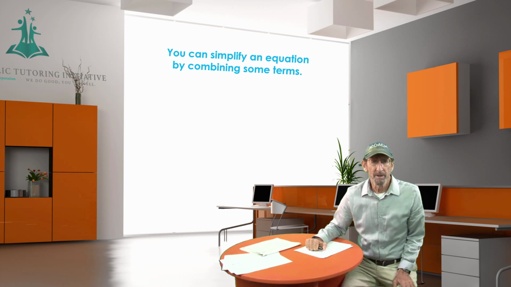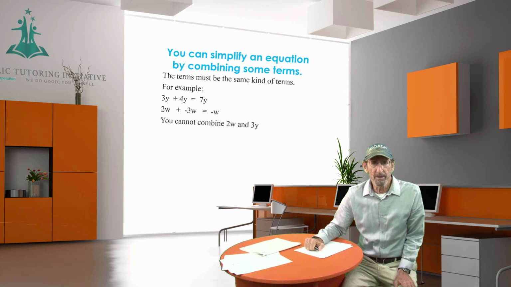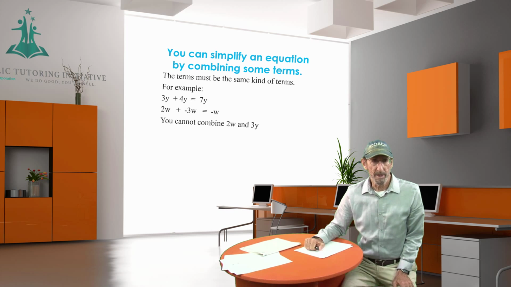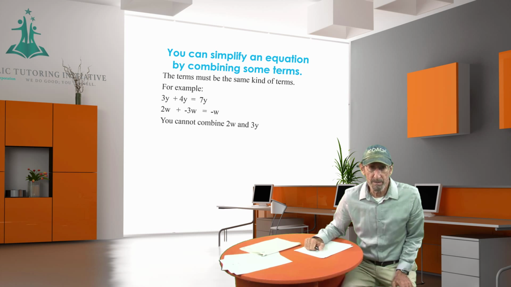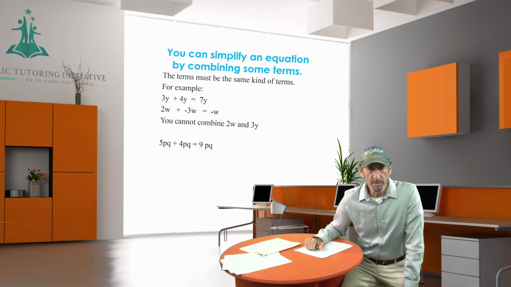To simplify an equation, some terms can be combined, but they have to be the same kind of terms. For example, you can add 3y and 4y to get 7y, and you can combine 2w and negative 3w to get negative w, but you cannot combine 2w and 3y. You can combine more complicated terms, for example, 5pq and 4pq. That gives you 9pq. But you cannot combine 4pq and 16.